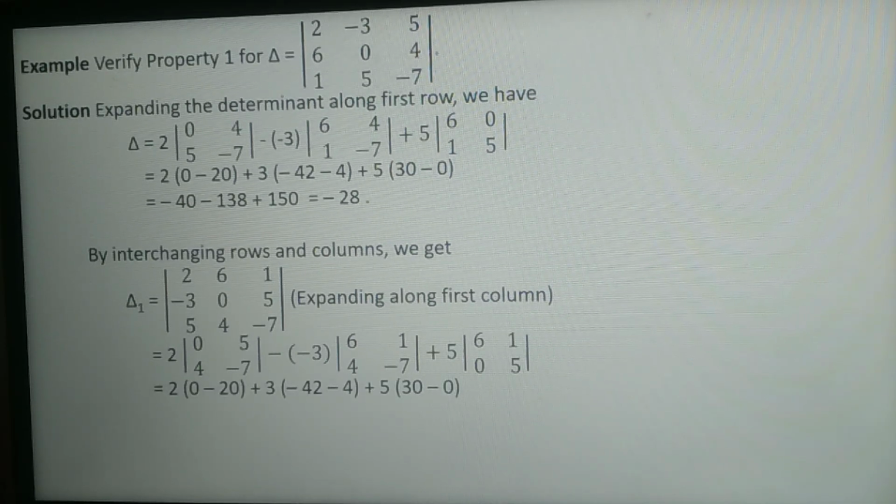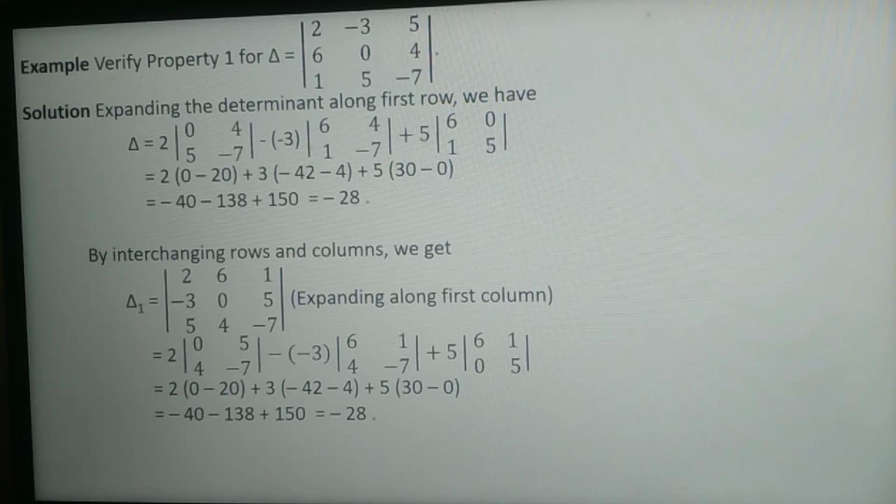This is equal to 2 into 0 minus 20 plus 3 into minus 42 minus 4 plus 5 into 30 minus 0. This is equal to minus 40 minus 138 plus 150, which is equal to minus 28. So clearly delta is equal to delta 1. Hence property 1 is verified.